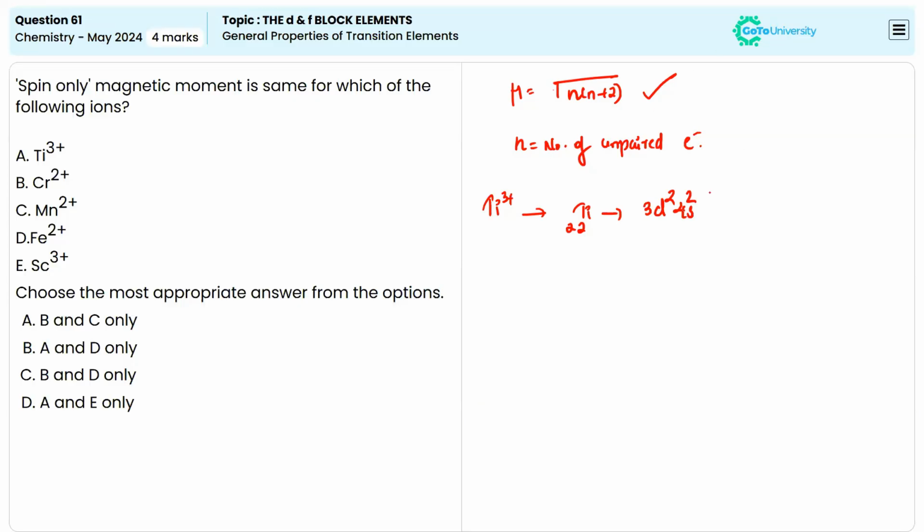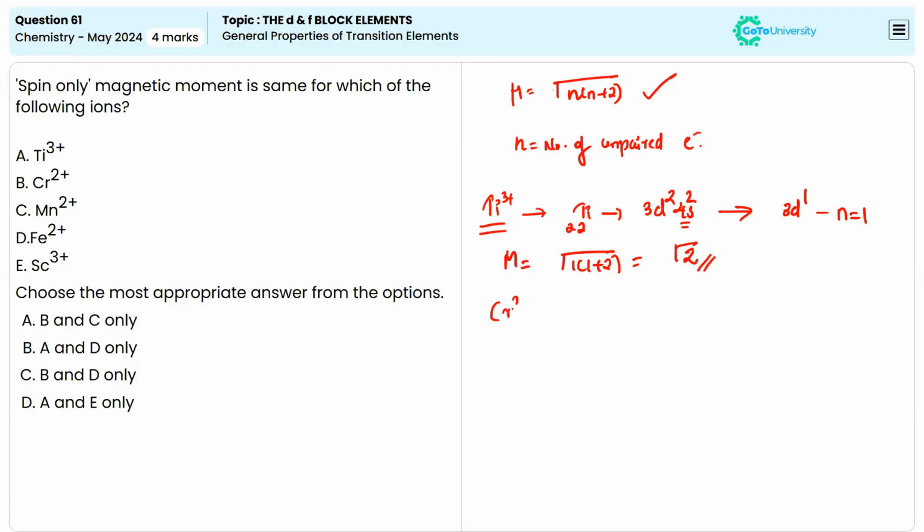Titanium is 3d2 4s2. When converting into titanium 3 plus, it becomes 3d1, because 2 electrons from 4s and 1 from 3d are removed. So this one electron is unpaired, n equals 1, and the magnetic moment is square root of 1 into 1 plus 2, that is square root of 3.